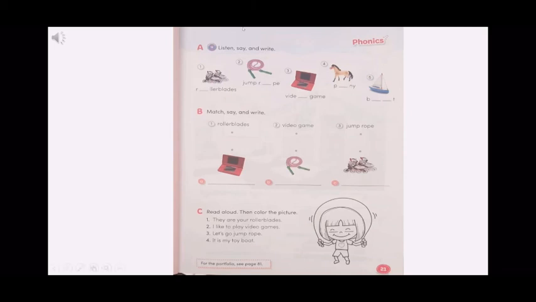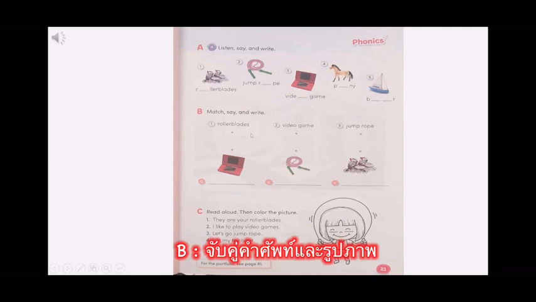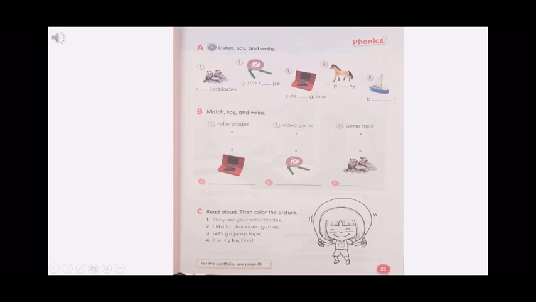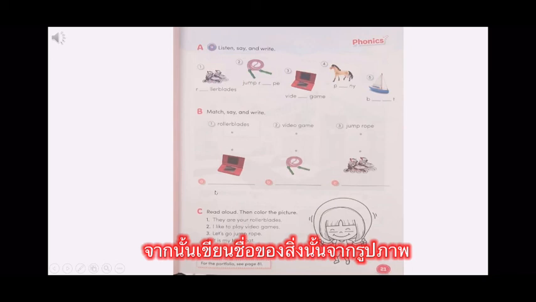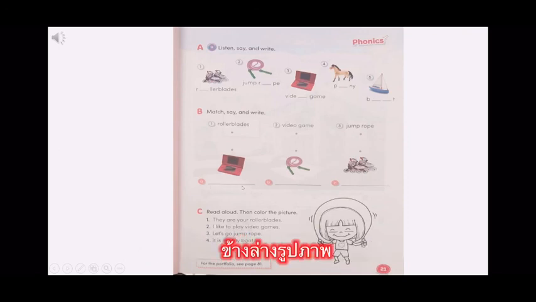Okay, so you go to letter B, you just match the word with the picture. So number 1, rollerblades. Which one is the picture you match? Number 2, video game. Number 3, jump rope. And then you write the name of the picture on the line below the picture. So you write, what is it?